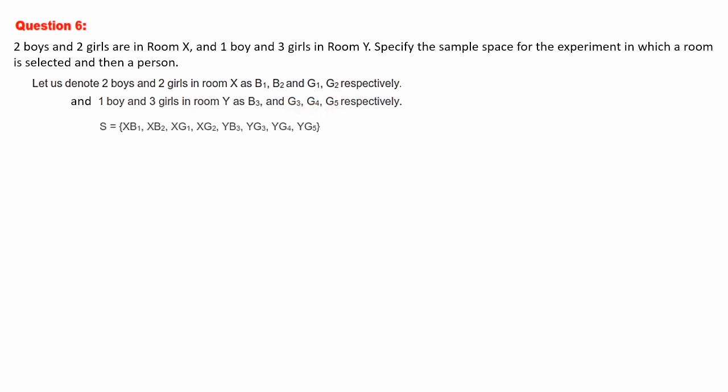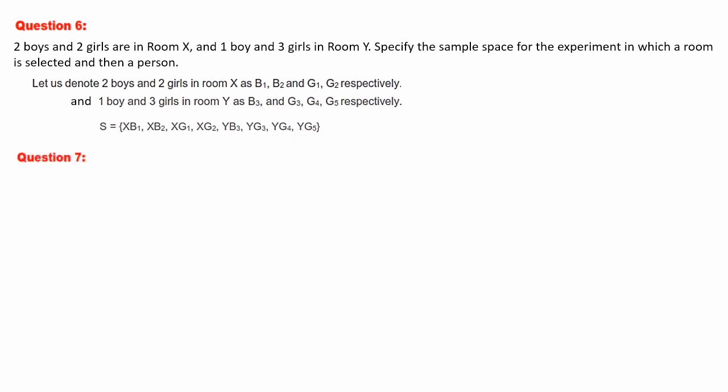Now let's write the sample space. So you are choosing room X first, then from there a boy, that is X B1. Again one more boy chance is there, so room X, B2. Then two girls are there in room X, so X G1 and X G2. So room X selection is over. Now you will go for room Y. Room Y has only one boy, that we have denoted as B3. So Y B3. Then we have three girls from room Y, so Y G3, Y G4 and Y G5. So this is the sample space.